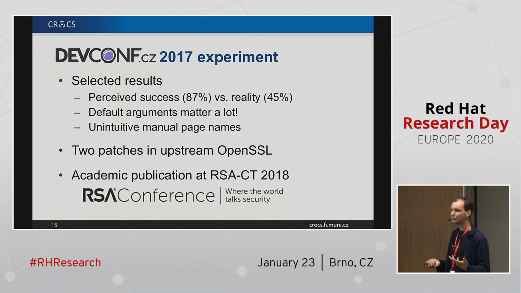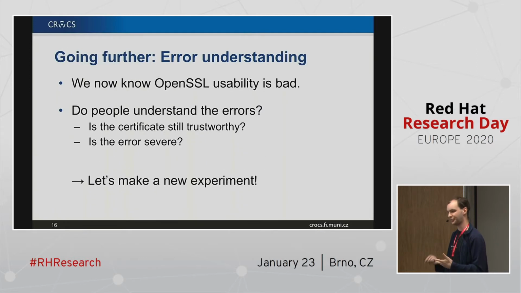Then we thought, what next? Well, let's go further. We know that errors are a problem, that people don't necessarily understand that an error occurred and that they didn't succeed. So we were interested whether they understand the error messages, whether they know what happened when a problem with a certificate occurs, and whether the problem that they see is severe or just something that isn't ideal, but they can kind of live with. So we decided to make a new experiment.